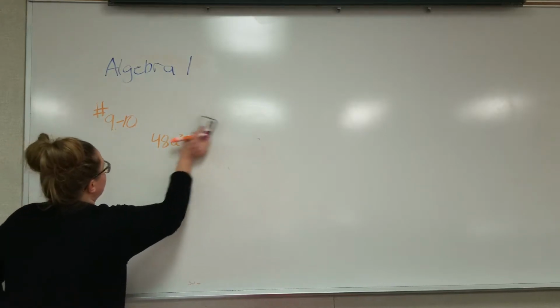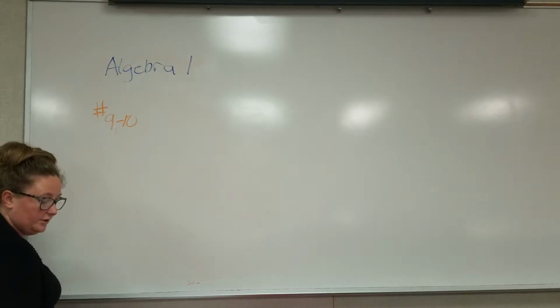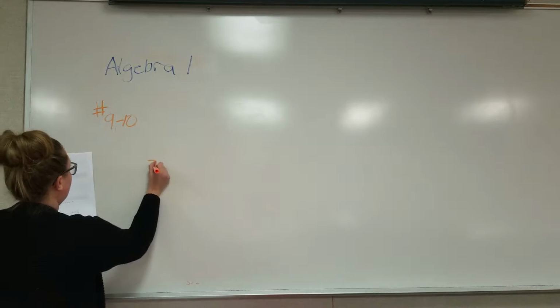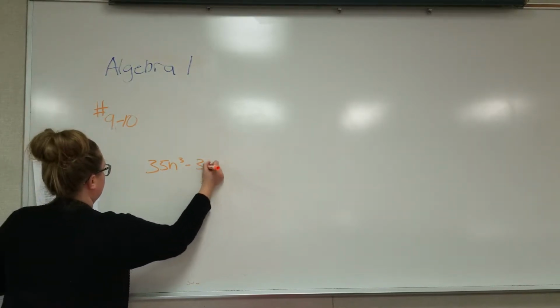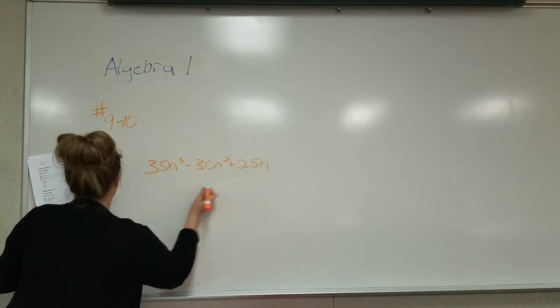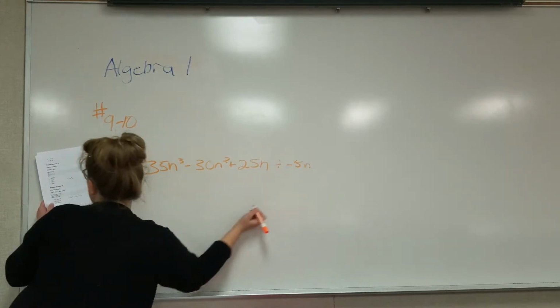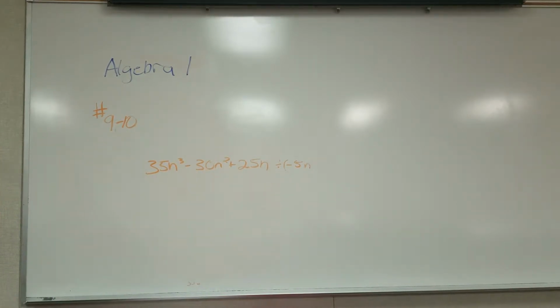All right, problem number 10, they do a trinomial divided by a monomial. So it's 35m cubed minus 30m squared plus 25m, and they want this divided by -5m. All right, so when you have a trinomial divided by a monomial, you just have to divide each term by -5m, all right?